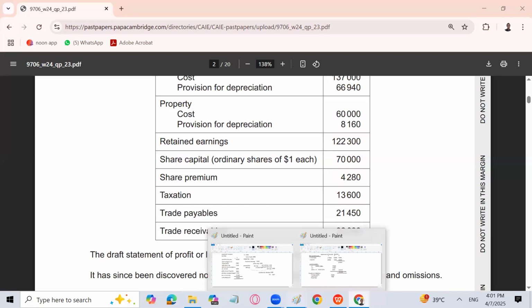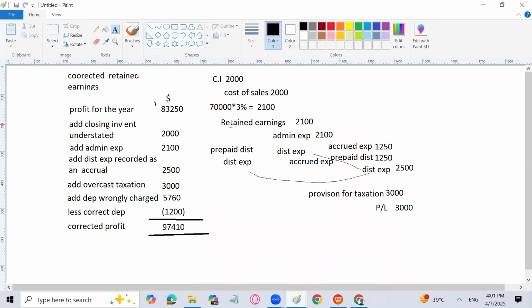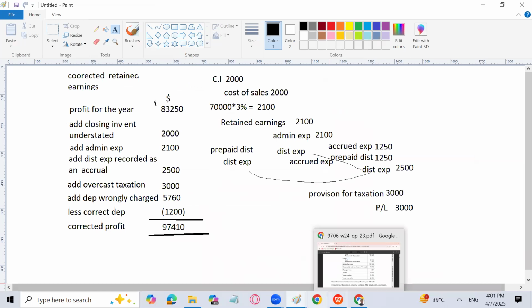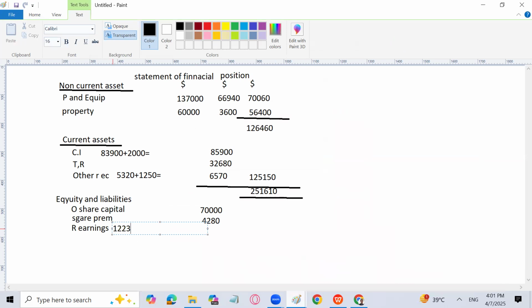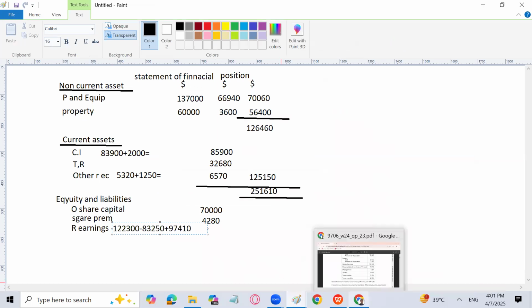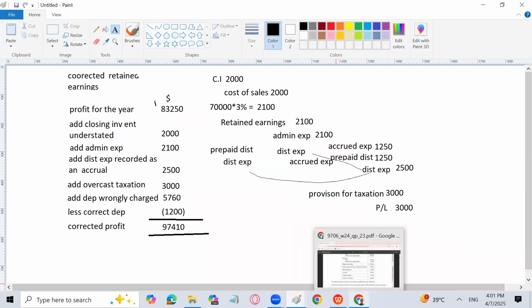मैं एज्यूम कर रहा हूं कि प्रॉफिट जो ये वाला गलत वाला प्रॉफिट है ना वो हमने ऐड किया हुआ. कौन से वाला? ये 83250. करेक्ट प्रॉफिट क्या है? 97410. क्या करूंगा मैं जी? 122,300 में माइनस कर दूंगा 83250 और प्लस कर दूंगा 97410. एक तो ये एडजस्टमेंट होगी. Let me check also. 83250 plus 97410, and there is going to be 2100 subtracted.